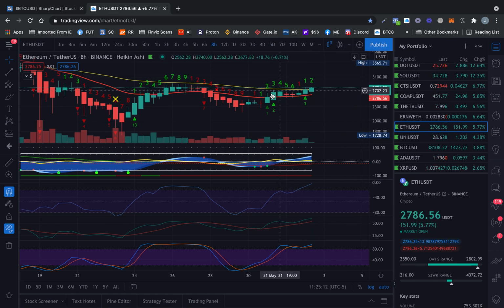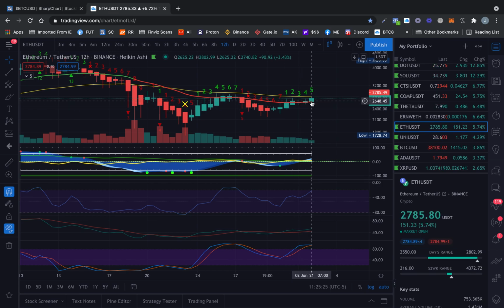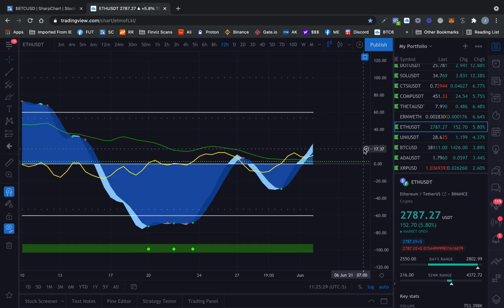So yeah, I mean, Ethereum's looking pretty good. It's looking pretty strong. As long as they close above this 55 on an 8-hour, I mean, that's carrying into the higher time frames some strength. Here's a 12-hour time frame. You're getting momentum. Market Cipher B, that's a really strong signal right here.